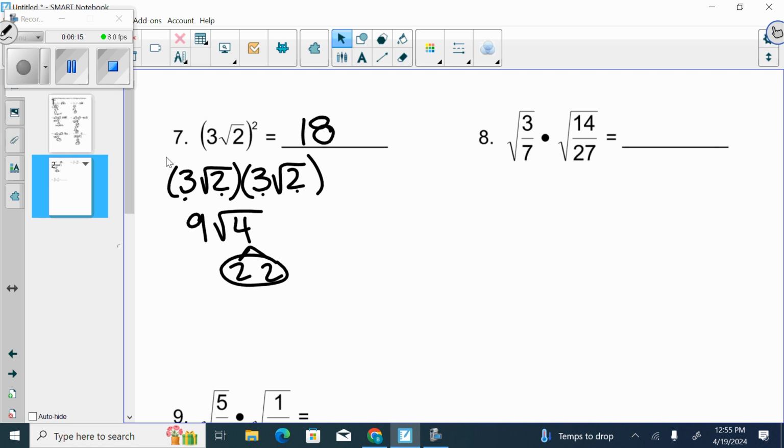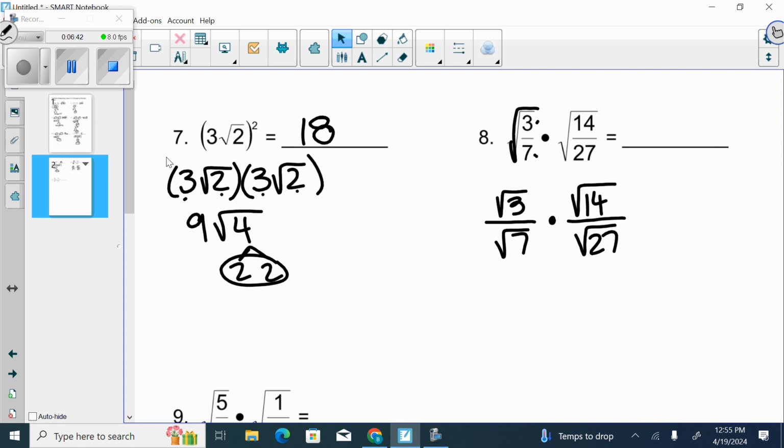Okay, so what I want you to remember is that because this has got a square root over the whole thing, that means I'm taking the square root of this number and this number, okay? So that could also be written as square root of 3 over square root of 7. You can write them as separate square roots. And I'm going to do the same for that second fraction. Square root of 14 over square root of 27.